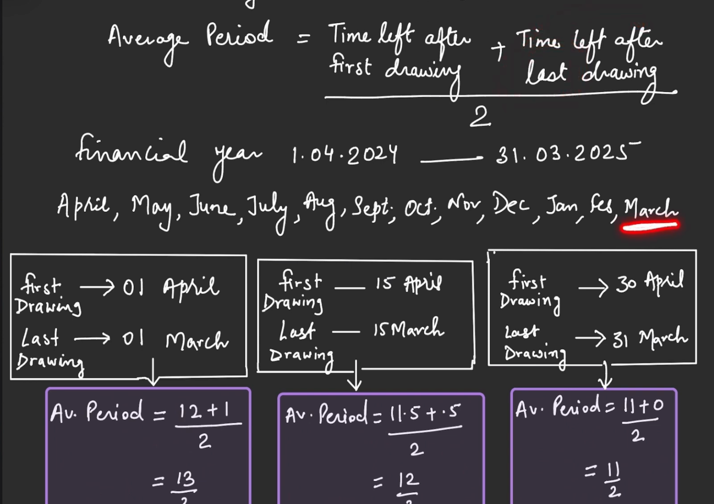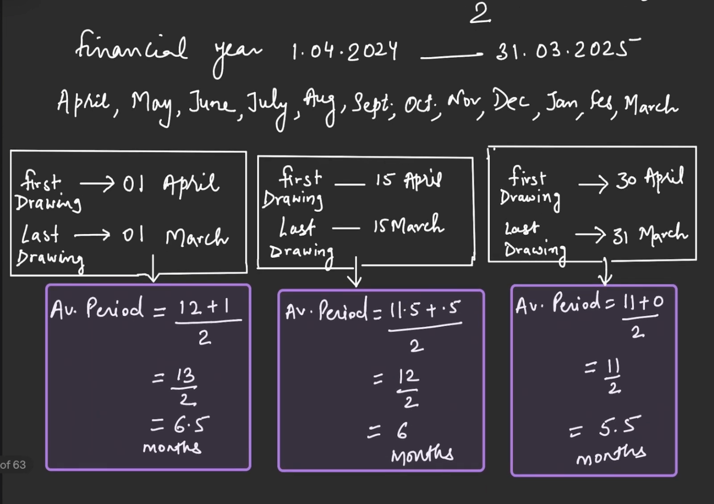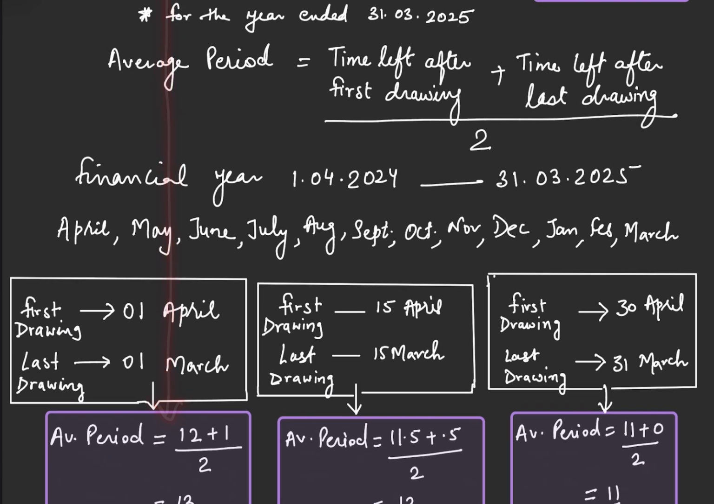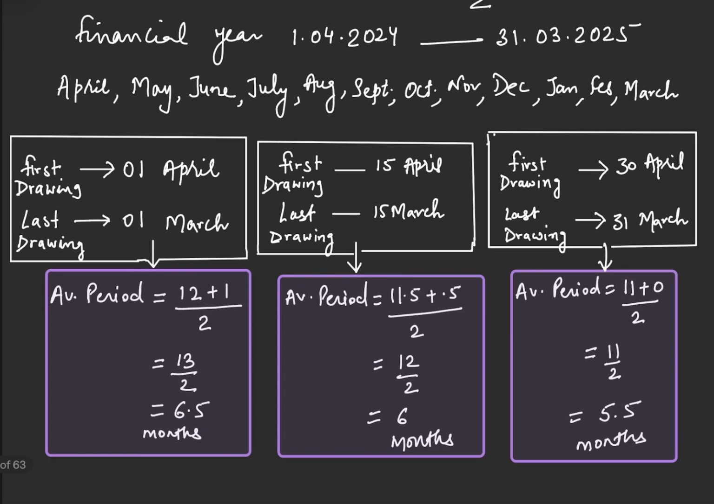Then the time left after the last drawing. For the last drawing, the last month is March, and on the 1st, the beginning of the month, that is 1st March, the last drawing will be made. So how much time is left in this financial year? We say that only 1 month, that is March. So 12 plus 1 divided by 2 will be 13 by 2, that is 6.5 months. So the average period in the first case is calculated as 6.5 months.